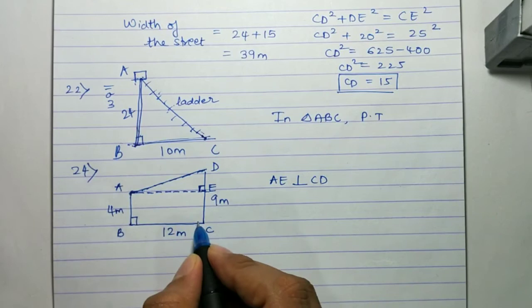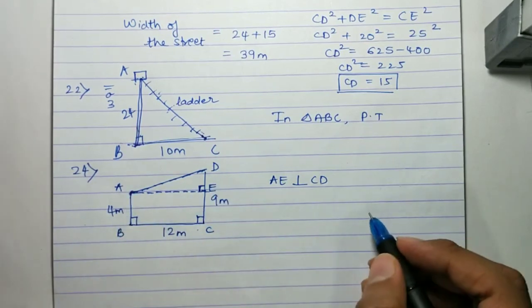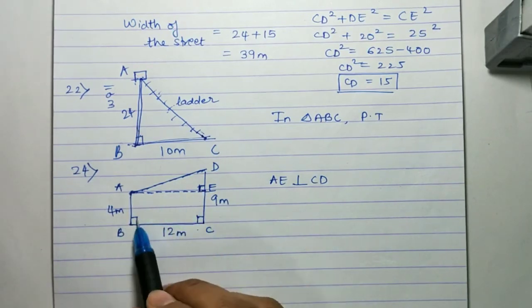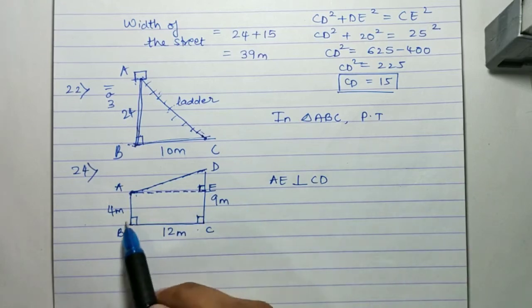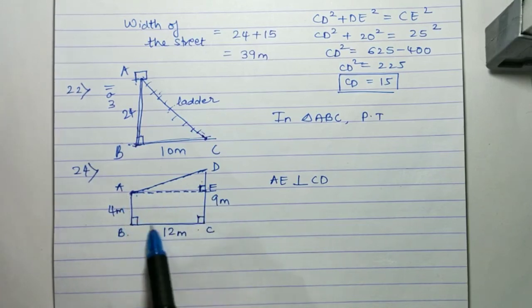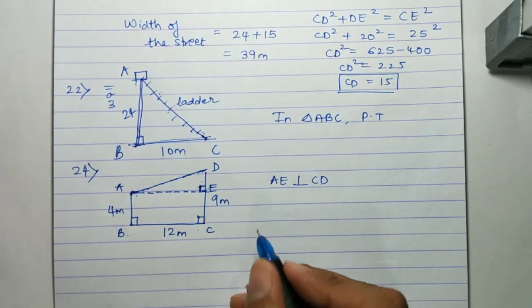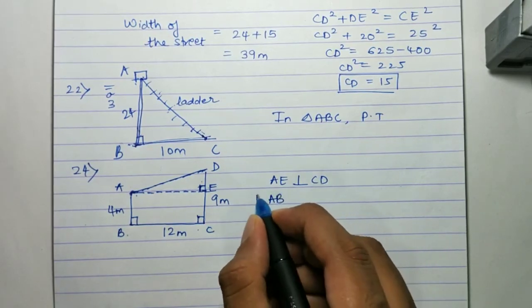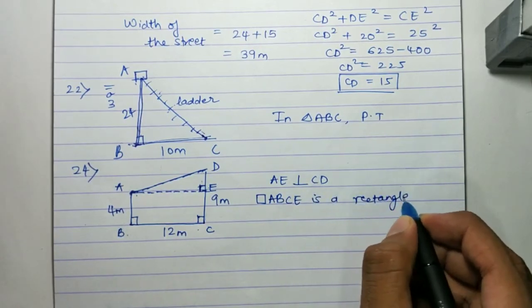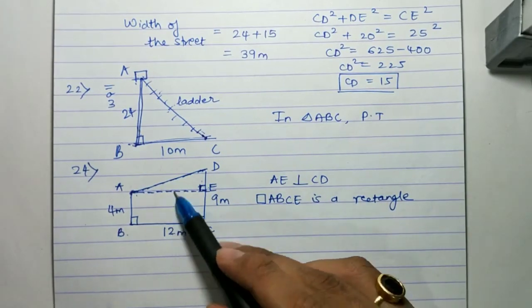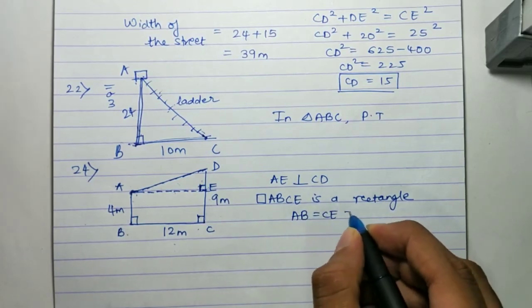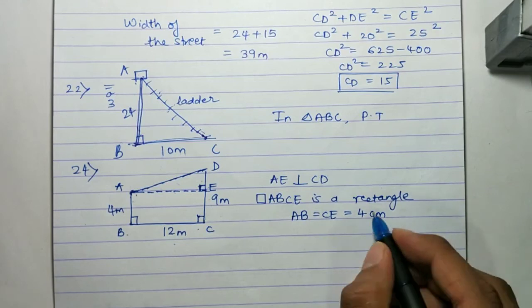Okay. Now these two are 90 degrees because the poles and the ground are always perpendicular to each other. This is also 90 degrees. See, all sides are 90 degrees. If 3 are 90, the fourth will also be 90. If all angles are 90 degrees, then this ABCE becomes a rectangle. Okay, so I can write quadrilateral ABCE is a rectangle, and rectangle means opposite sides are equal. Okay, so that means AB is equal to CE is equal to 4 meters.